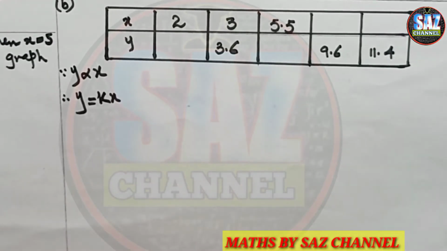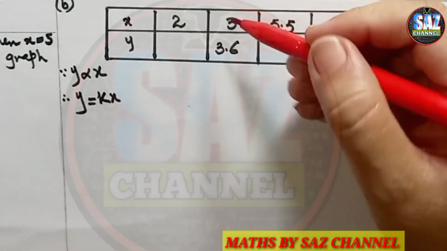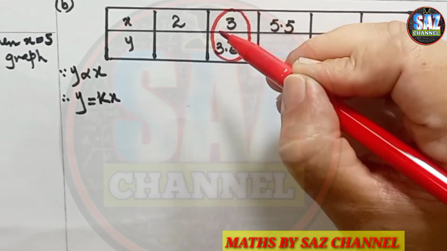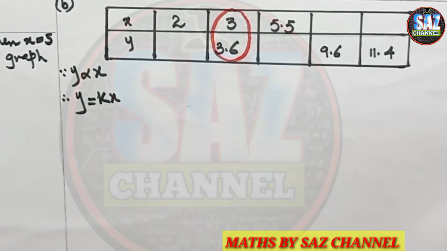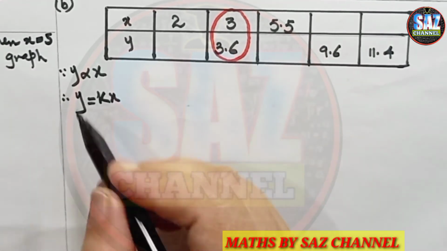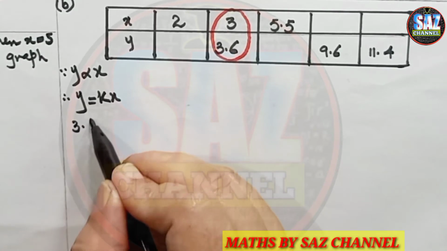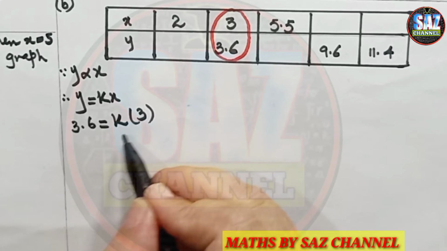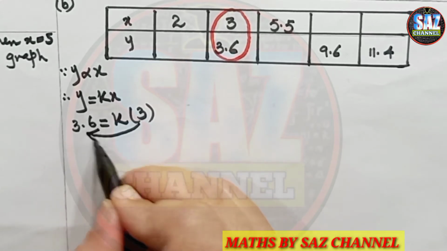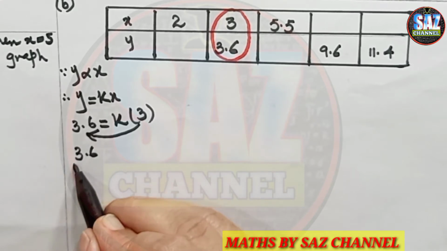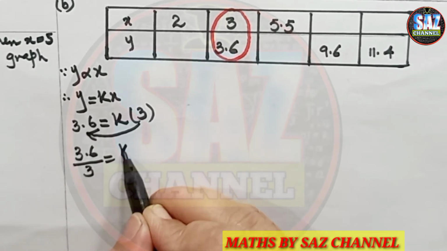And now again there is a table where both the values of x and y are given. So in order to evaluate the constant of variation, I have to take an ordered pair that says that the value of x is 3 when y is 3.6. So 3.6 equals k times 3. In order to get the value of k, shift this 3 by division towards 3.6. So it will take the form 3.6 upon 3 equals k.